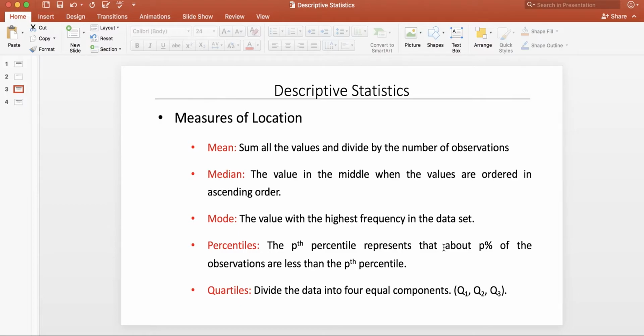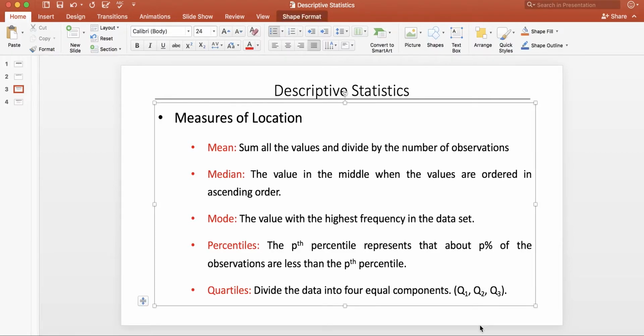And the quartiles are similar to percentiles. They're essentially specific types of percentiles. We are going to look at three types of quartiles, which are the first, the second, and the third quartiles. The first quartile is equivalent to the 25th percentile, the second quartile is equal to the 50th, and the third quartile is equal to the 75th percentile. The main goal in a quartile calculation is to divide the data into 4 equal components. So that is the main idea.